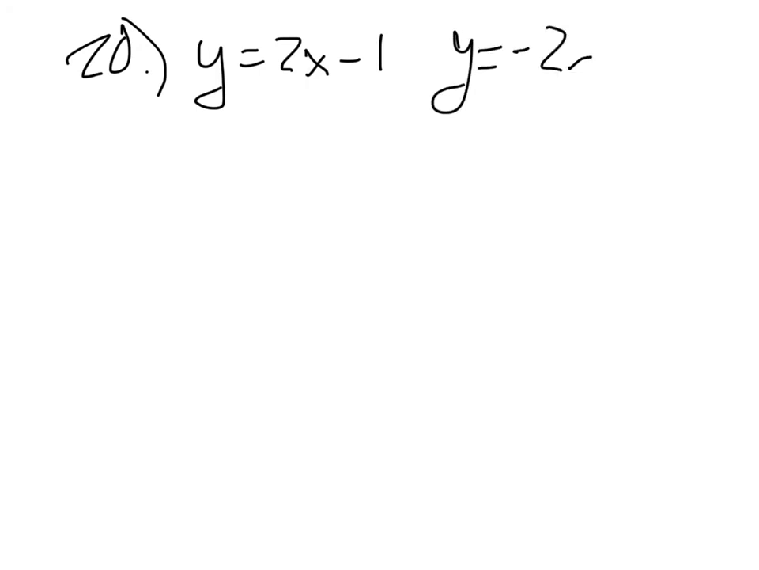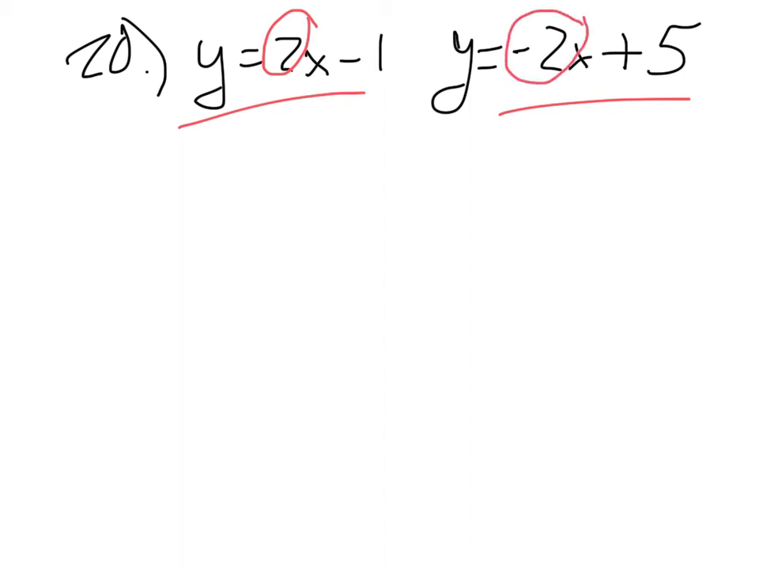Let's look at number 20. y equals 2x minus 1, and y equals negative 2x plus 5. There we go, two equations. I immediately look at this and think, this is going to be a little easier for me, because they're already in slope-intercept form. So let's circle the slopes in red. I notice I have negative 2 and 2, two different slopes.